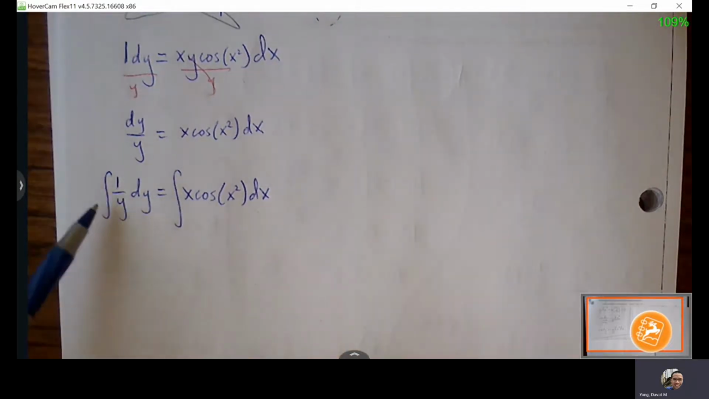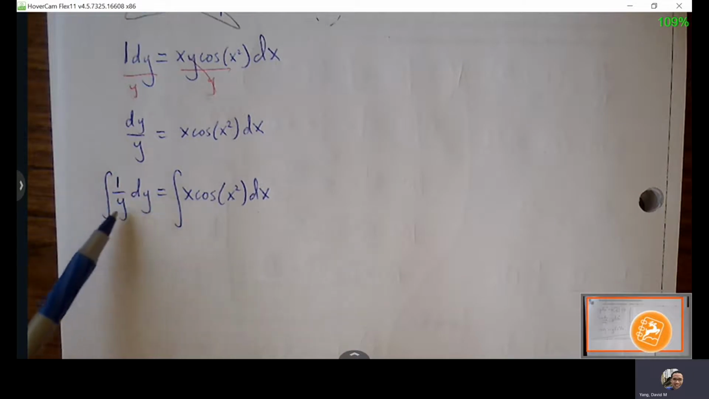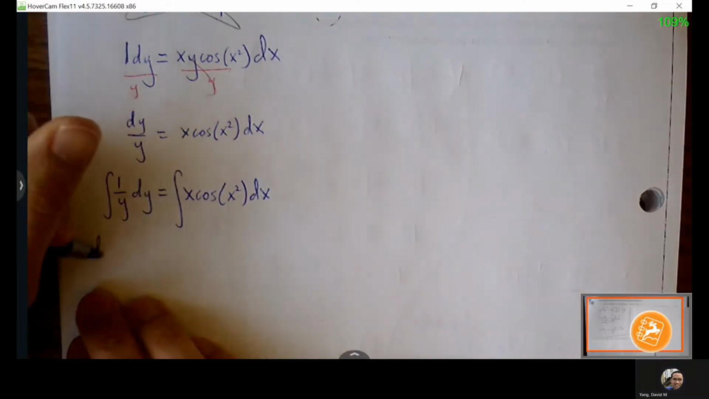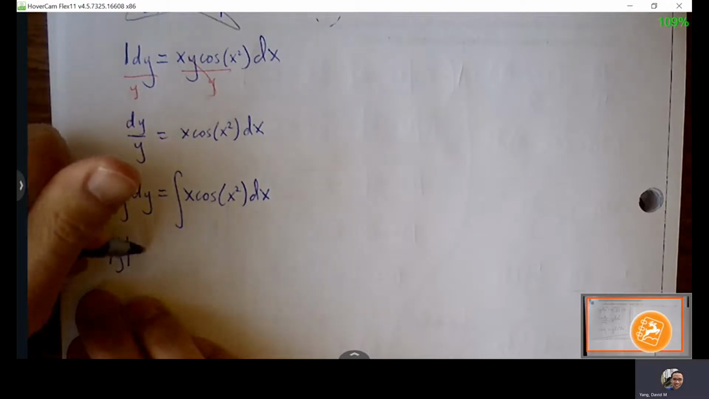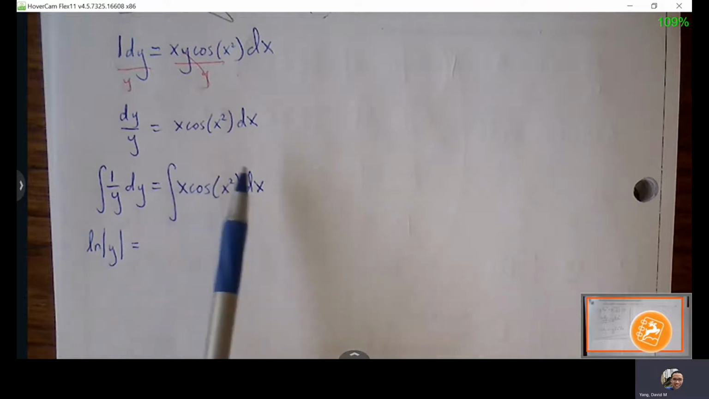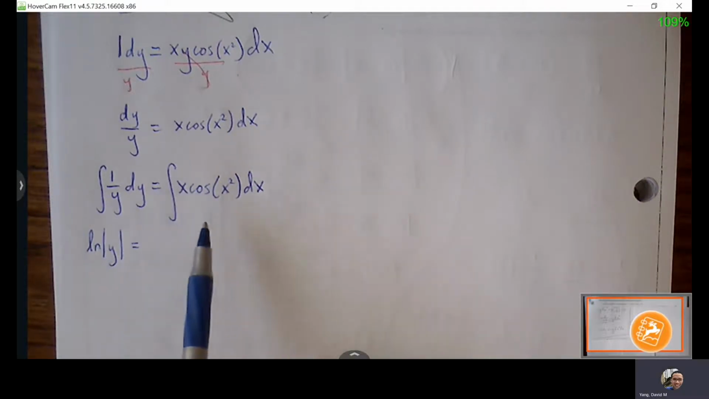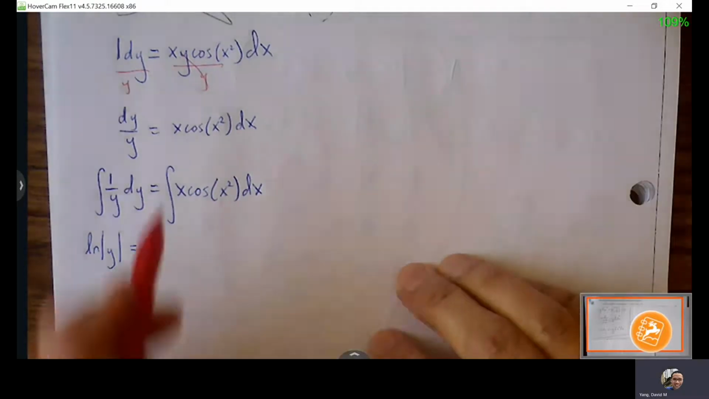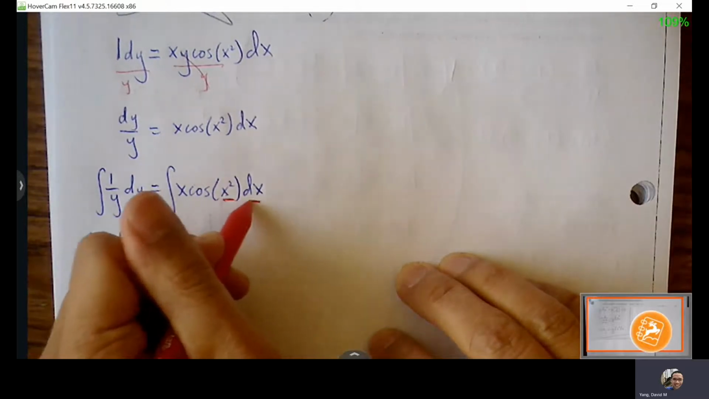Okay, left side, pretty straightforward. What rule can we apply here? Natural log, okay. But the right side, you have to do a little bit of what? U substitution, okay? What's the u value? x squared, okay? We'll go through that process there.